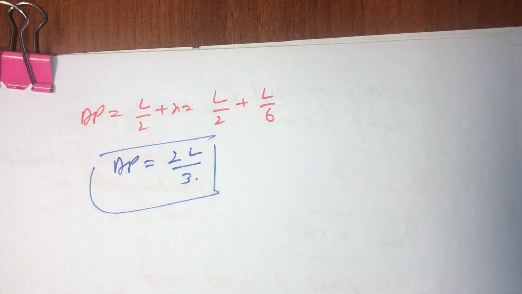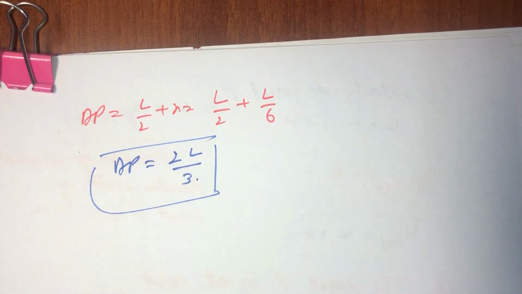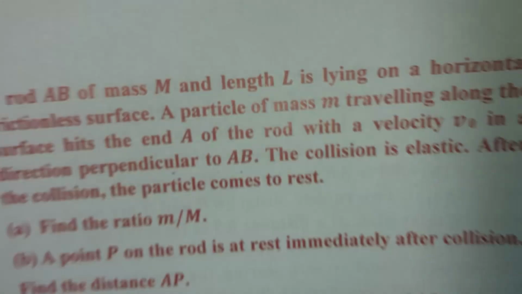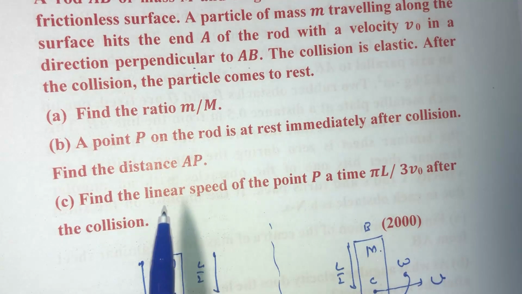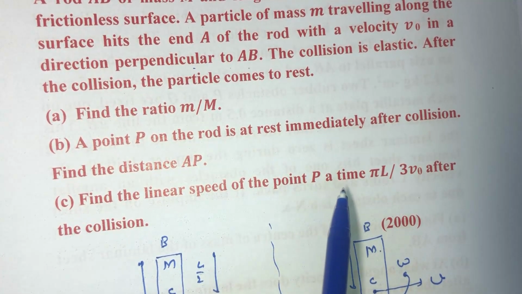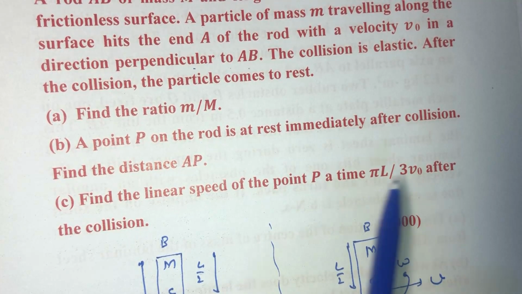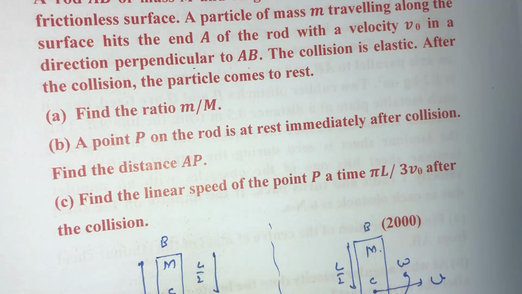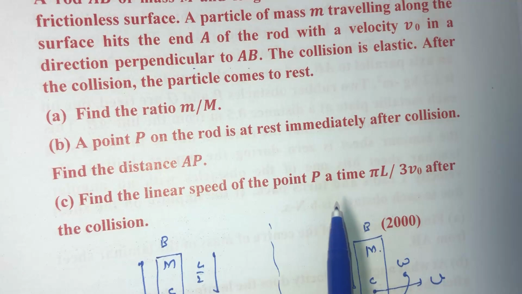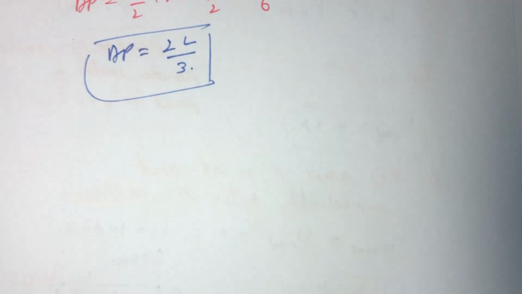And we are now in the last part. We have to find out the linear speed of point P at a time pi L by 3 V0 after the collision. So we have to find out now the linear speed of point P. Therefore, part C.